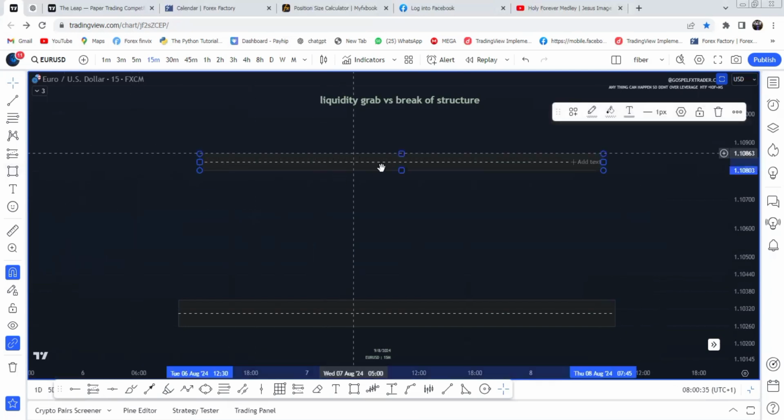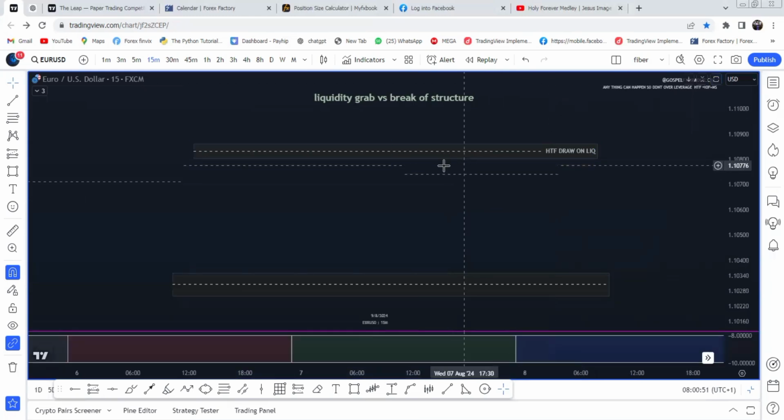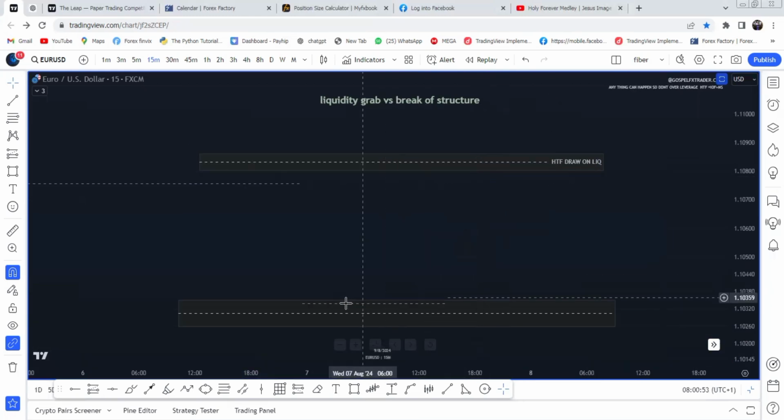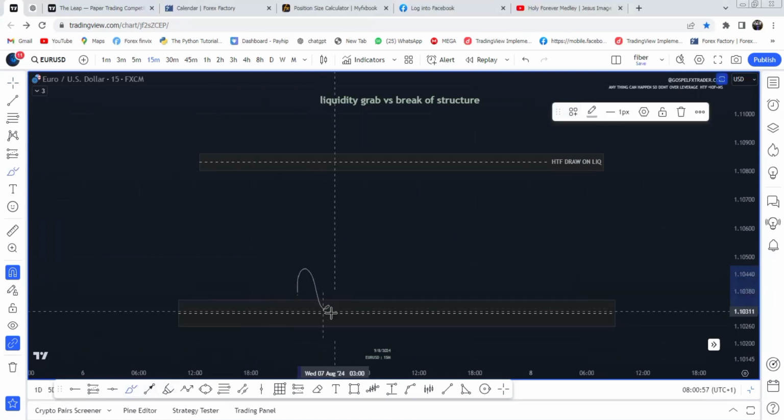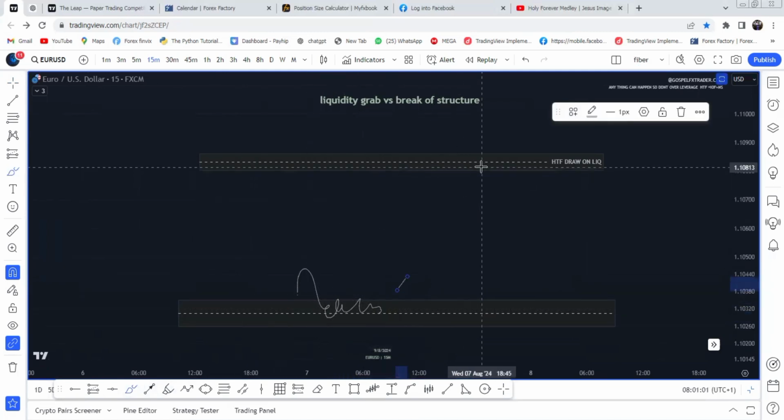So if this up here is what we have, if this is our higher time frame draw on liquidity right up here, now you need to understand that if the market is supposed to come to this particular zone, then let's say the market is trading somewhere at this point, and then we're expecting it to come up to this level, as this is our main draw on liquidity.